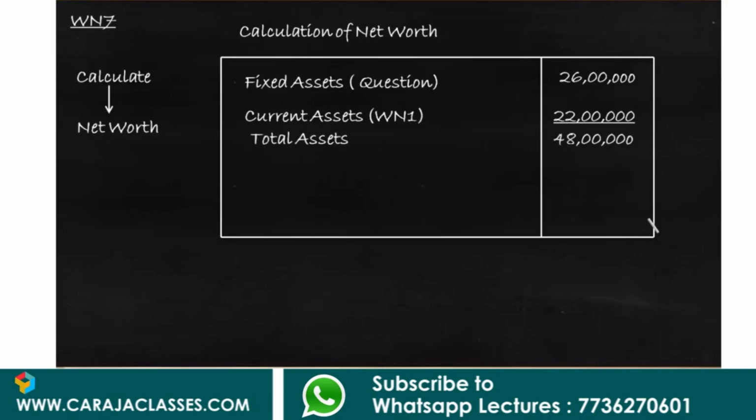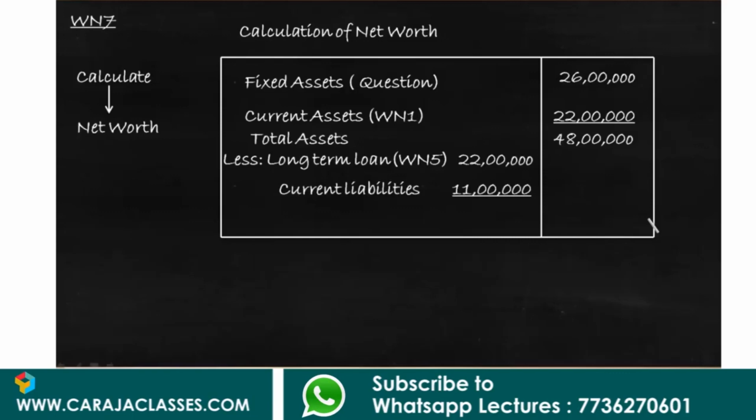So from this total asset, you remove the long-term loans, which is 22 lakh, and remove the current liability, which is 11 lakh. So you have the total liabilities is 33 lakh. So if total liabilities is removed from total assets, what you will get is net worth, and it is 15 lakh. So in this way, we have found what is net worth.